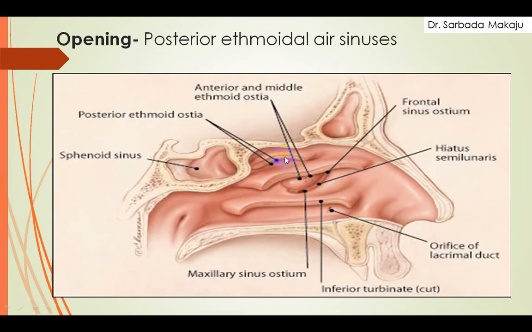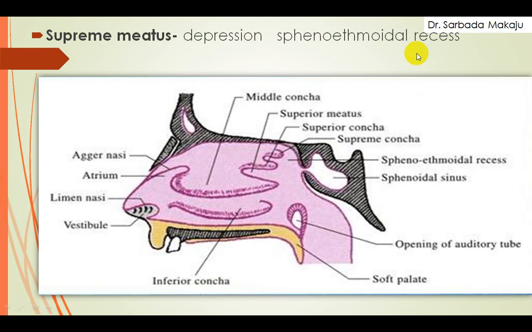Now between these conchae, there is a space known as the superior meatus. Within the superior meatus, there is the opening of a sinus. This opening is of the posterior ethmoidal sinus. Now this is the superior concha. Above the superior concha, there is one more space, known as the supreme meatus.